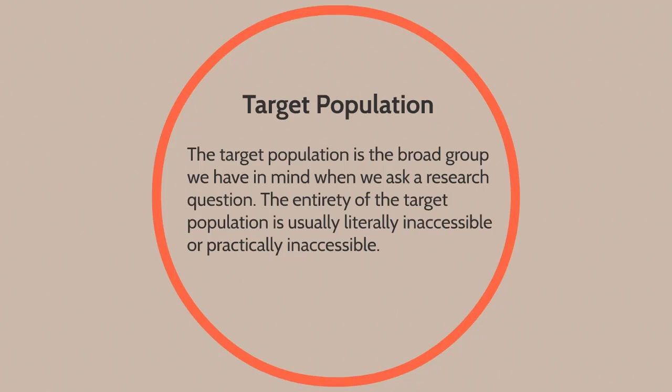The whole idea of science is to come up with general principles, general understanding of cause-effect relationships so that we can better control our environment. And those general understandings mean that it's applicable over a broad group. So the target population is the group we have in mind when we ask a research question, and it's usually inaccessible or at best practically inaccessible. So in my example here, the target population would be beginning readers.